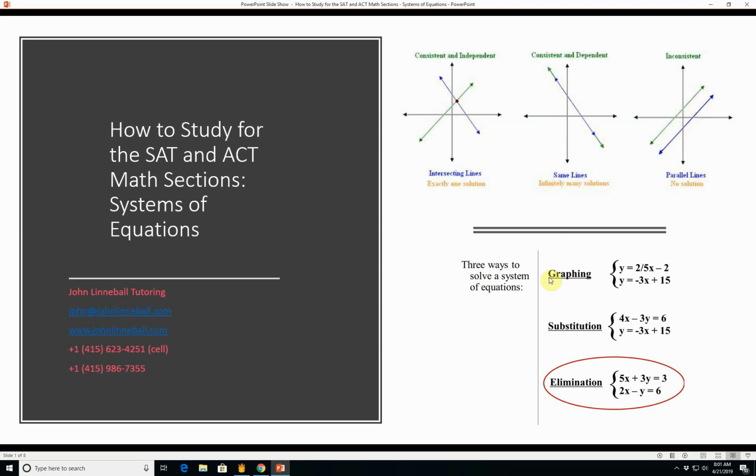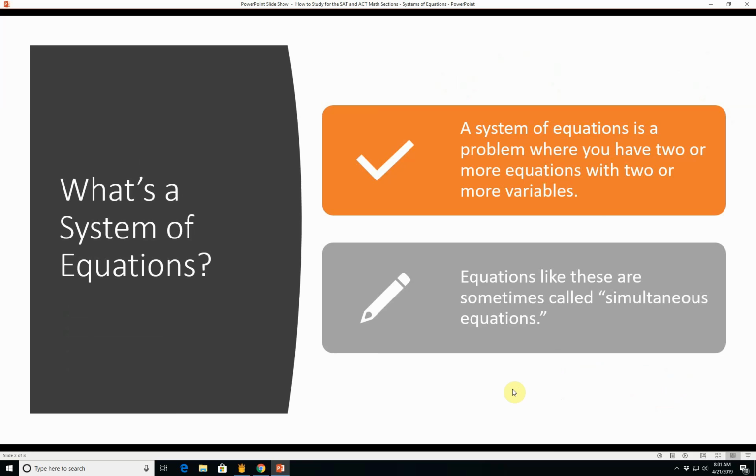So there are three ways to solve a system of equations: graphing here, substitution, where you solve for one variable, then you substitute that variable into another, or elimination, where you line these up and add downwards. So we'll go over that some more.